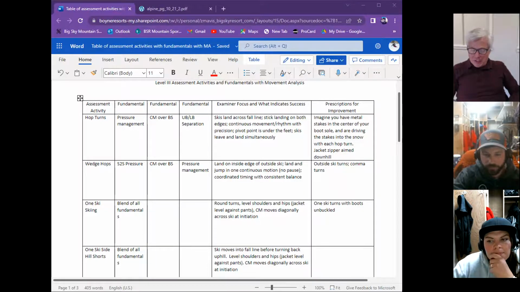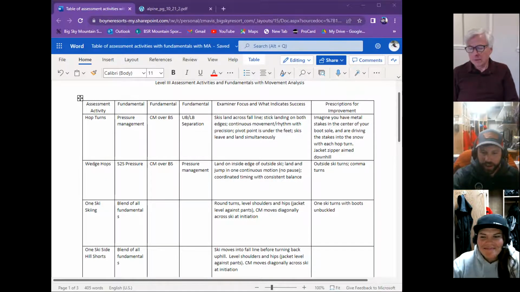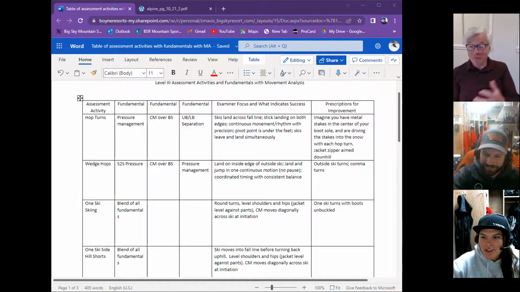So, moving through here a little bit. One of the questions I had was, why would you, as an examiner, choose one ski skiing versus one ski side hill shorts? What does one tell you that the other doesn't? Zoe, would you like to weigh in on that? It's okay if it doesn't, it's fine, I'm just curious.